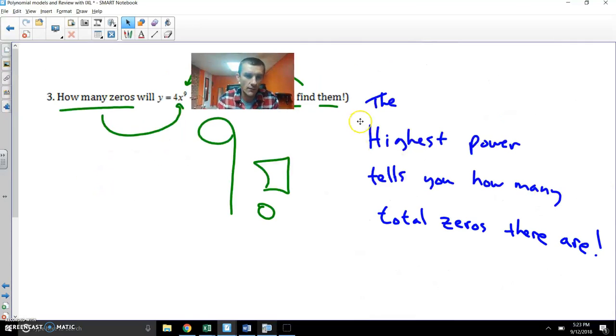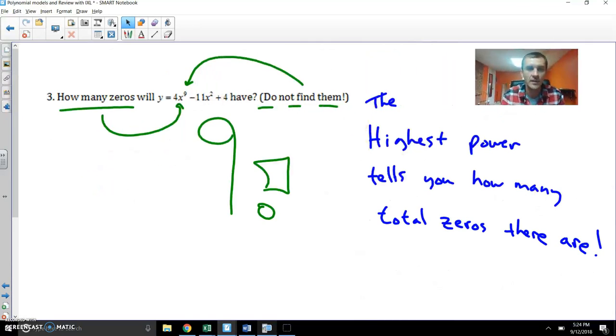Okay, so the next problem is actually a lot simpler. It says, how many zeros will this polynomial have? Do not find them. Well, guess what? The power, the highest power, tells me how many total zeros there are, so that has to have 9 zeros. We're not actually solving them. I'm just looking at the power and saying, hey, there's 9. So many are real, so many are imaginary, but together that total number of zeros should be 9.